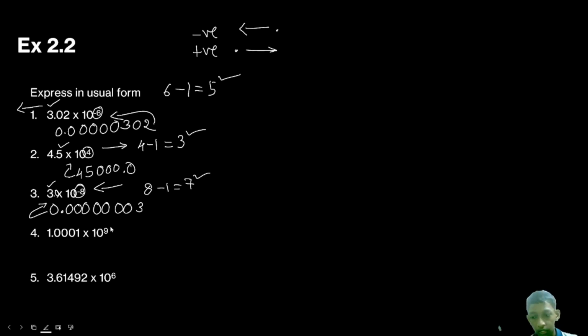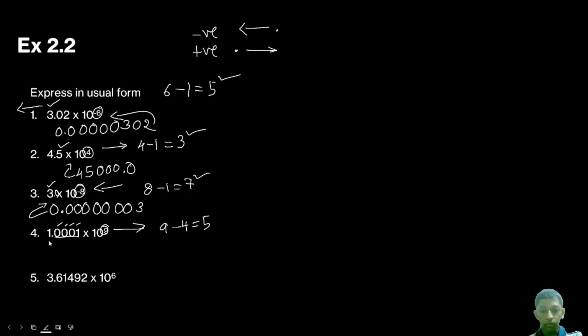1.0001 into 10 raised to the power of 9. 9 is positive, so we have to move the decimal towards the right side. But there are so many places which are already occupied. So let's see how many places: 1, 2, 3 and 4. So we have to do 9 minus 4, and 9 minus 4 is 5.